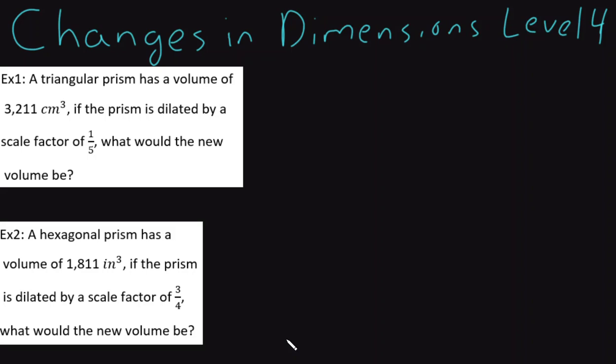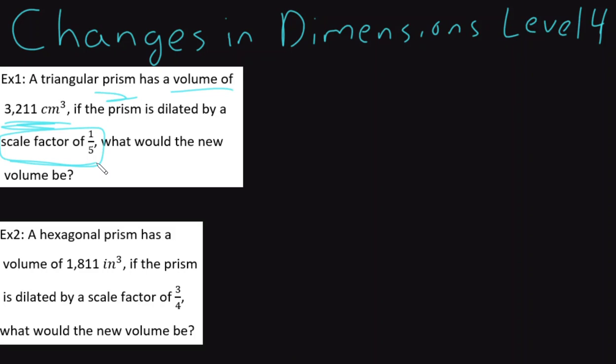Alright, welcome to Changes in Dimensions Level 4. Now, in this very first example, we see it's entirely a word problem, and it says a triangular prism has a volume of 3,211 centimeters cubed. If the prism is dilated by a scale factor of 1/5, what would the new volume be?